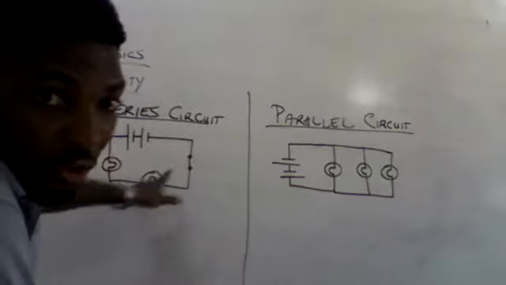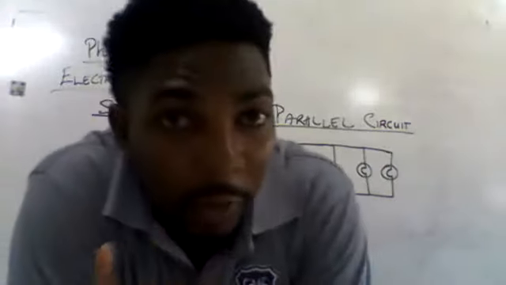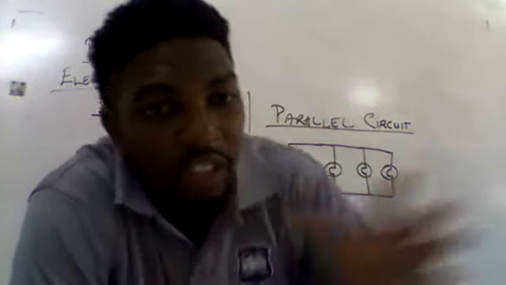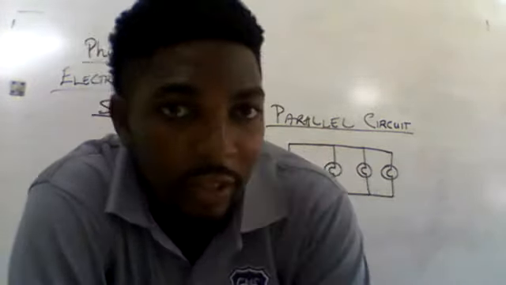You have one continuous loop, right? There is only one path in which the current can flow. So that's why we refer to it as series. One continuous line, so it's a series connection, right?